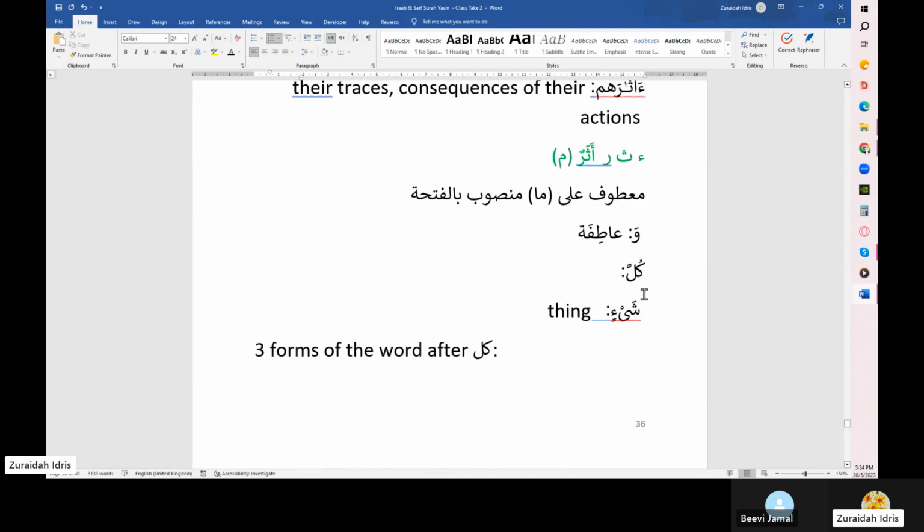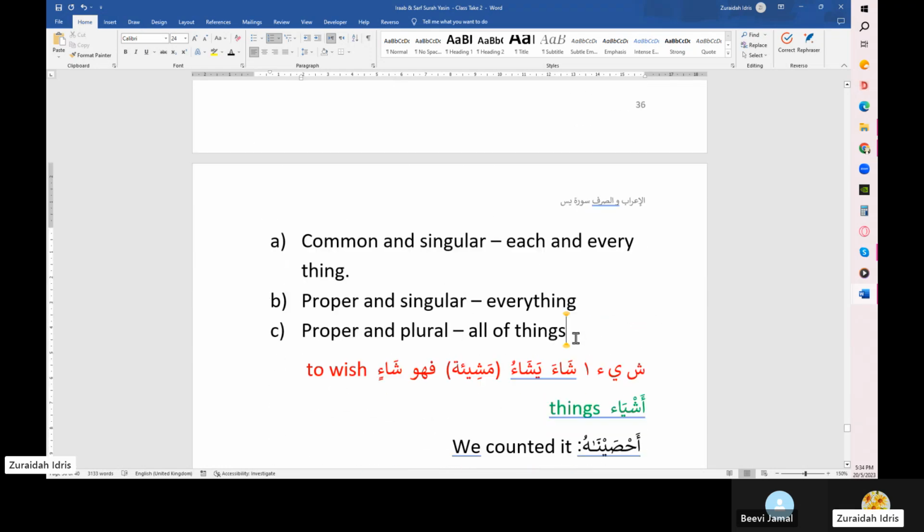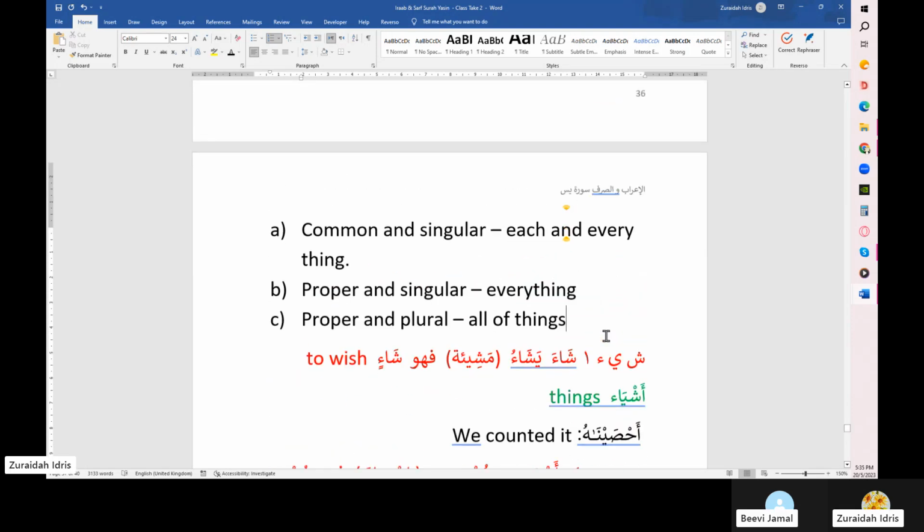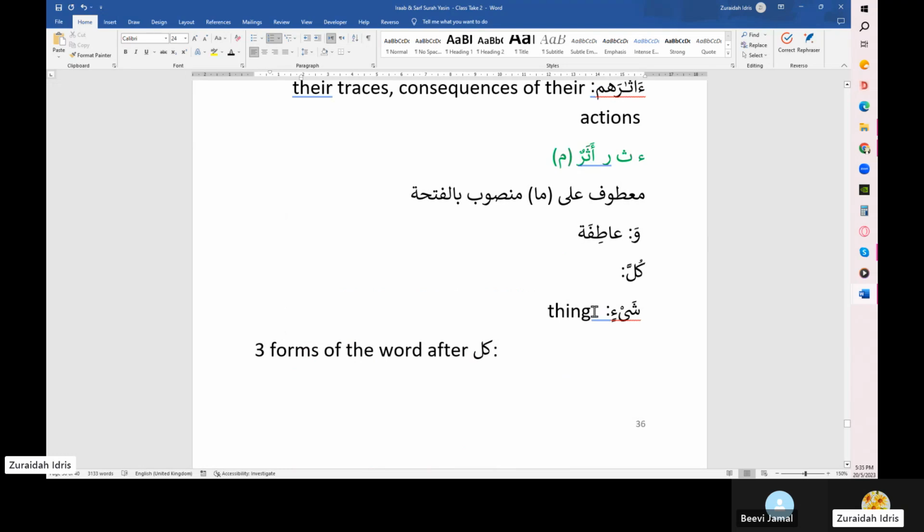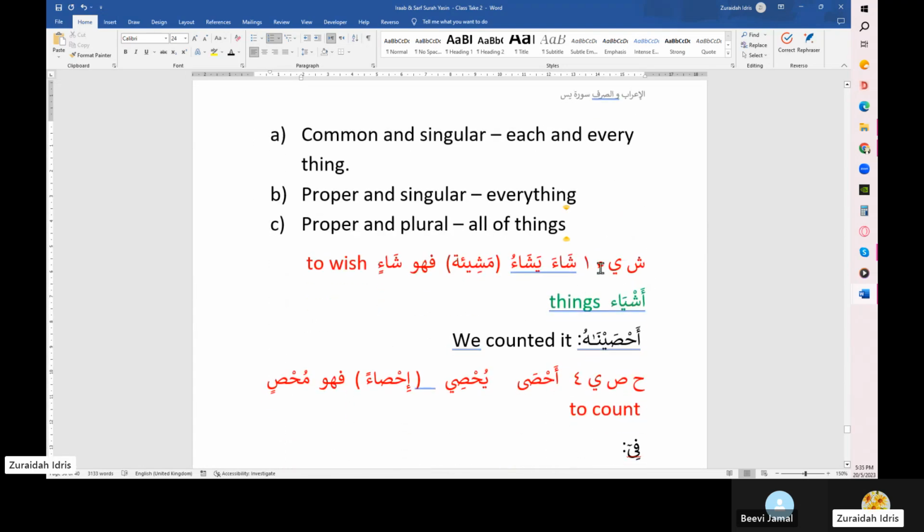This combination, kula shayin, has three things about it in this ayah. The first thing, the kula, is interesting. We saw just now what happens to the translation if the word that comes after it is in these three different forms. But shay'in itself is an interesting word. We know that shay'in means thing, but the root letters that make up shay'in mean to wish.